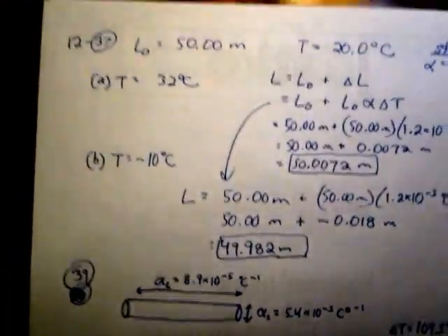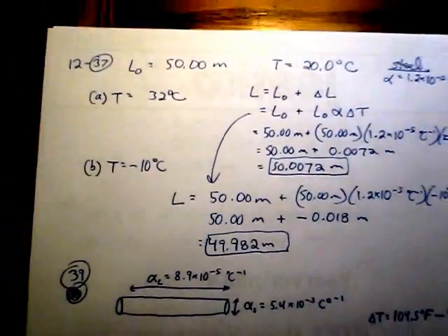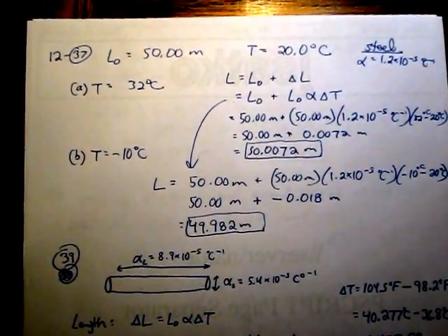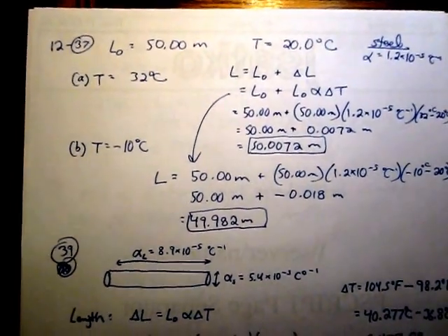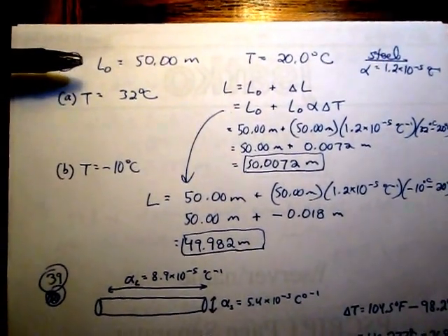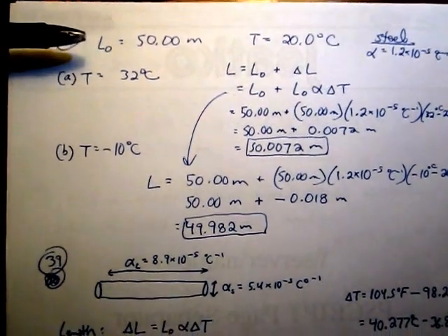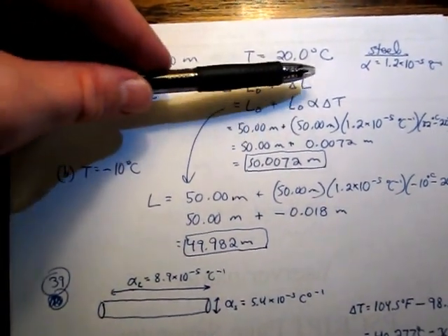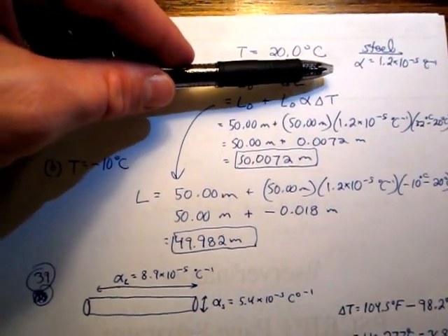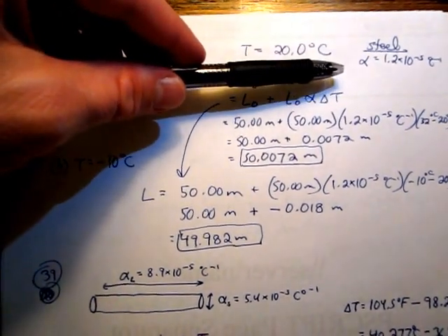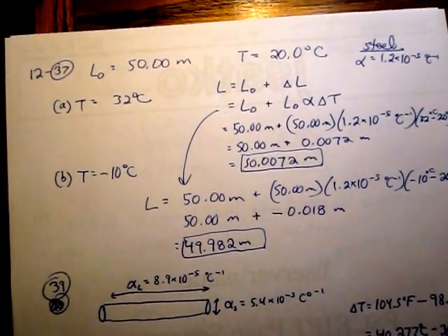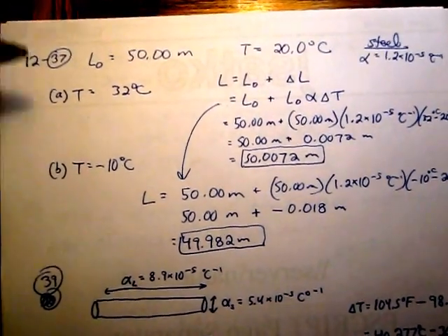Number 37 involves length expansion or contraction. So we take note of the fact that the original length, I'll call that L0, is 50 meters. Temperature is 20 degrees Celsius. We need to know the coefficient of length expansion for steel, and that's 1.2 times 10 to the negative 5th per degree Celsius.